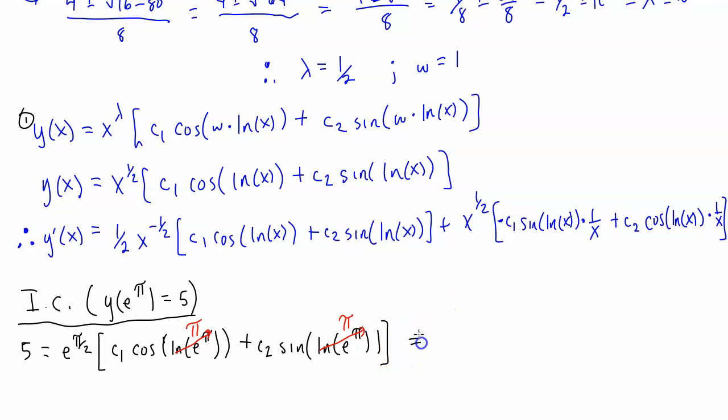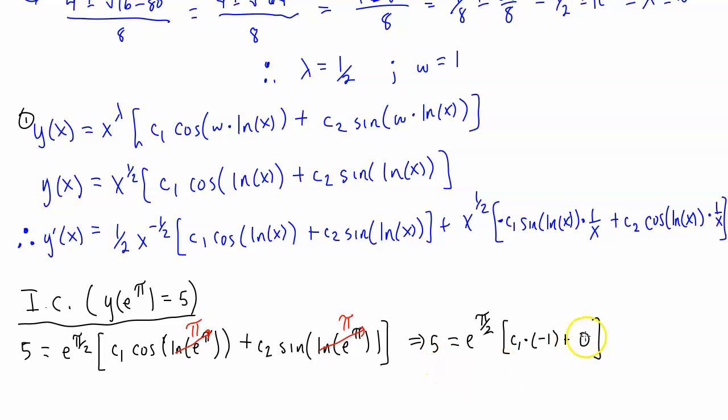And so this means that 5 is equal to e raised to the pi over 2. And cosine of pi will be -1. So this will be C1 times a -1 here, plus sine of pi is 0. So 0 times anything is 0.